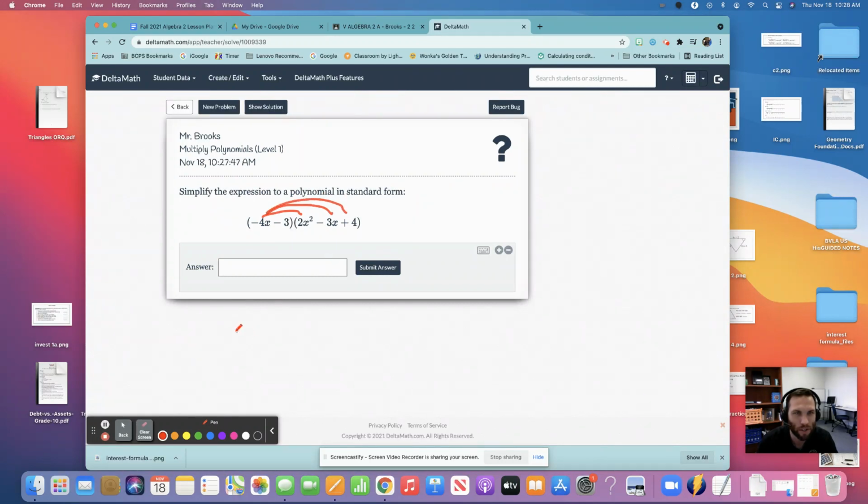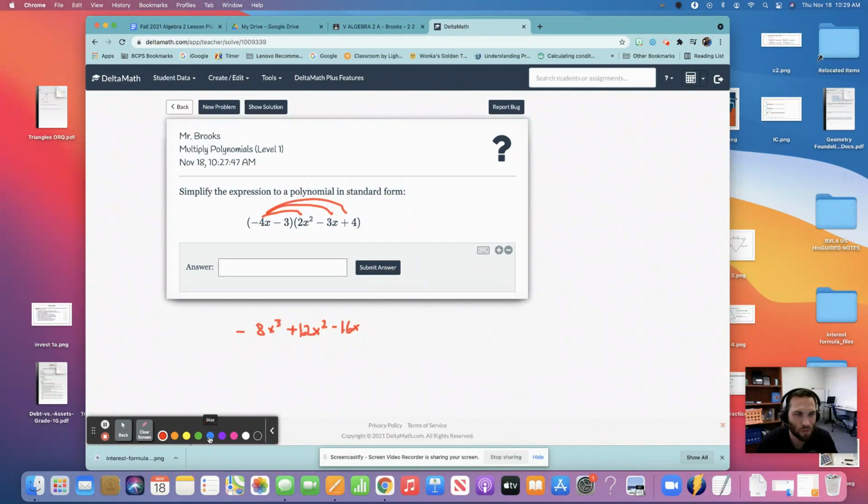So this is -8. So -4 times 2 is -8x to the third. Notice that the exponent changed. You have 1 times 2, add them together, that makes 3. -4x times -3x, that's positive 12x squared. The squared adds together. You have 1 times 1, that makes 2 because you add them. And then negative 16x.